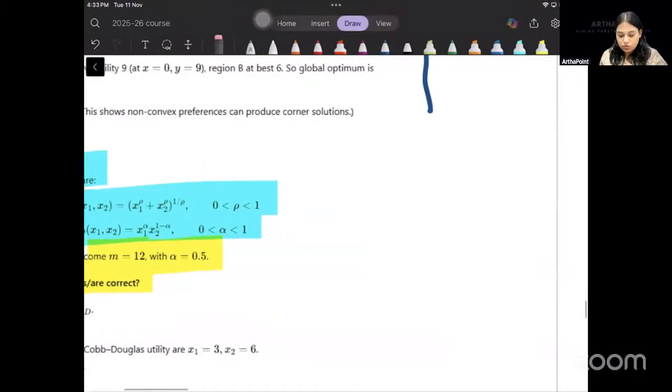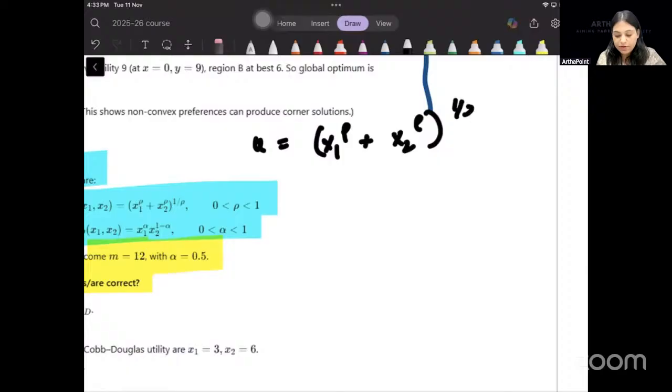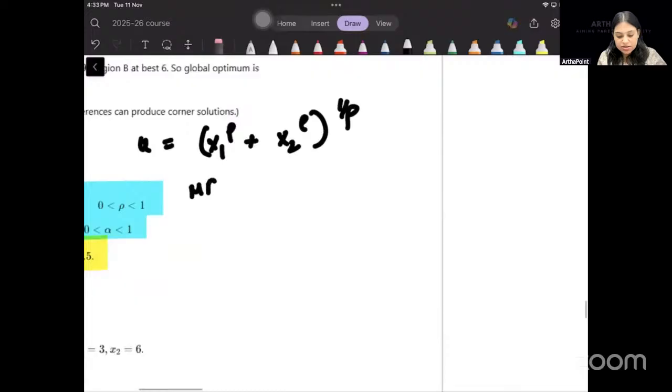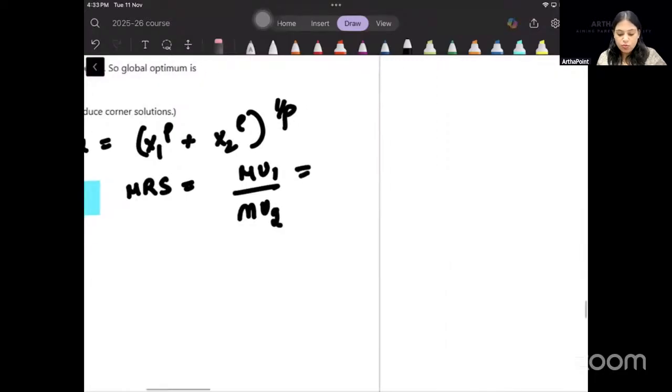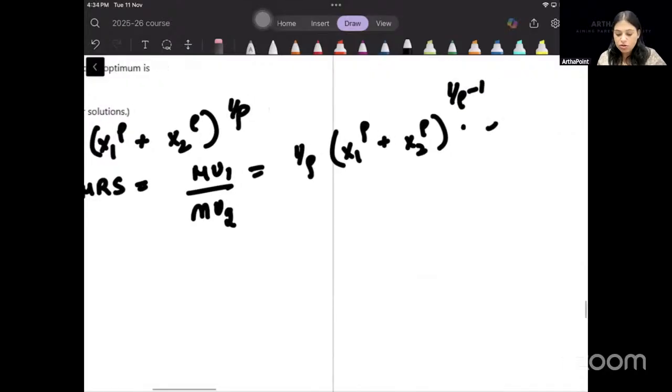Okay, tell me one thing. If I take my utility function as (x1^rho + x2^rho)^(1/rho) and I find the MRS, what will the MRS be? MU1 by MU2. MU1 will be 1/rho times (x1^rho + x2^rho)^(1/rho - 1). I'm using the chain rule, and then rho x1^(rho - 1). This is what we get.